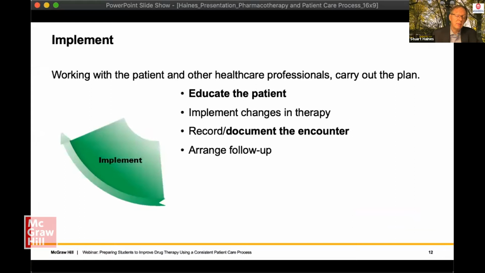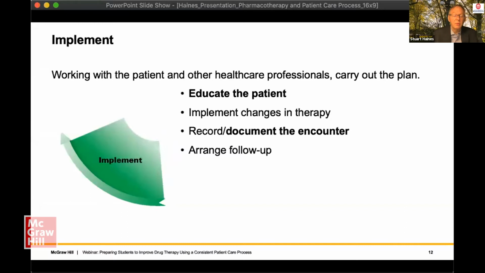The next two steps are really implementing what we have written down. And part of the implementation process almost invariably includes some element of patient education or caregiver education. And part of that patient education often falls to the pharmacist to do. And so we spend a lot of time in our curriculum talking about patient education, how to perform that, giving students practice at implementing that part of the plan, which is very critical.